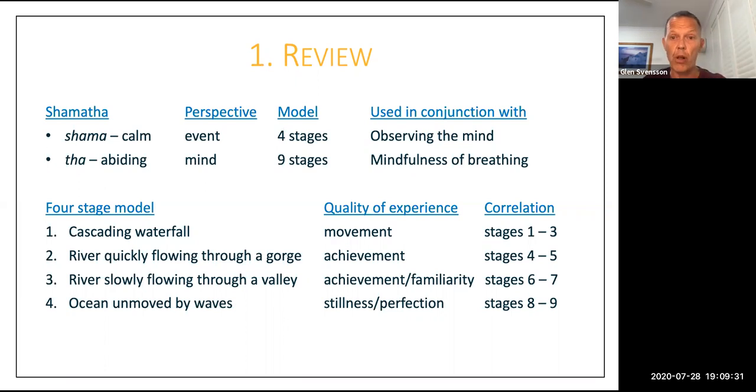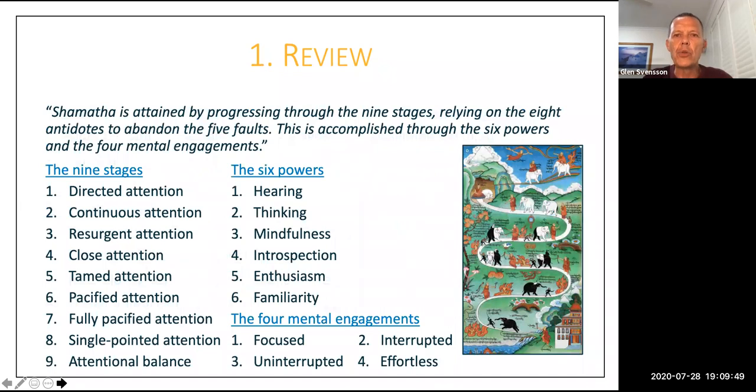And also this quality of experience is relating to this as well. And we see here an attempt has been made to correlate these 2 models, how they more or less correlate in an approximate way. And so what we saw here was that shamatha is attained by progressing through these 9 stages, relying on the 8 antidotes to abandon the 5 faults. This is accomplished through the 6 powers and the 4 mental engagements.